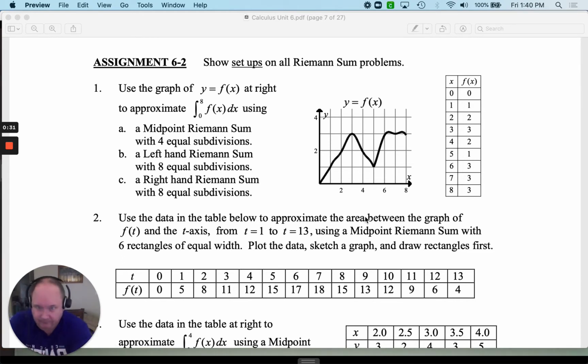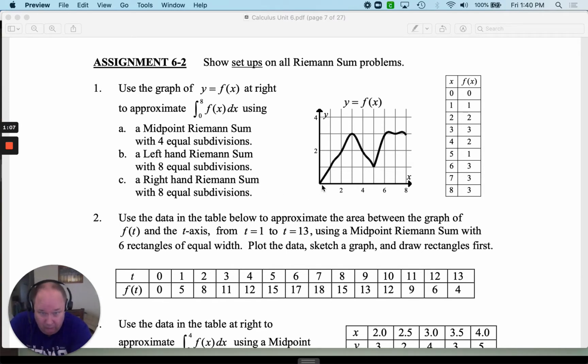Let's start with the midpoint one and understand what it means on this graph. Note that we have a table of values, so we don't have to pretend we know exactly what the numbers are here to the right. First, from 0 to 8, how many rectangles are we using? We're using 4 of them. Step number 1 is to understand how wide each one is. The width is 8 take away 0, divided by 4. The width of each of our rectangles is going to be 2. It's 8 divided by 4.